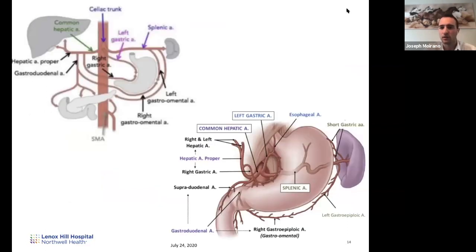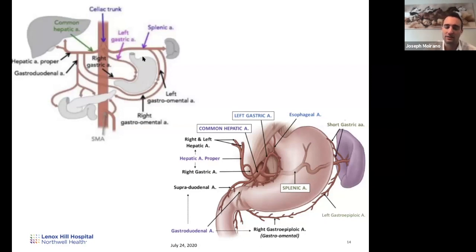Okay, so the first thing that we're going to be looking at here is the stomach and the spleen and the blood supply to those two organs. Like I was saying before, all these things are going to be coming off the celiac trunk, and the main three arteries off the celiac trunk should be the splenic artery, left gastric, and then the common hepatic.